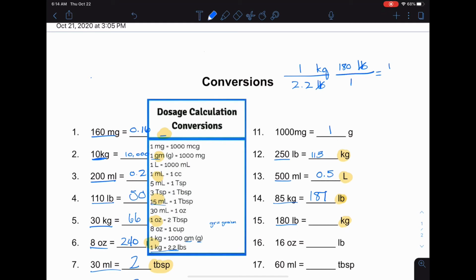So 180 divided by 2.2 is 81.81, and then it repeats. Okay, so we're going to round it to the nearest tenth. So that's the tenths place. I'll look next door. That's below 5, so we're just going to keep it the same. So 81.8 kilograms.